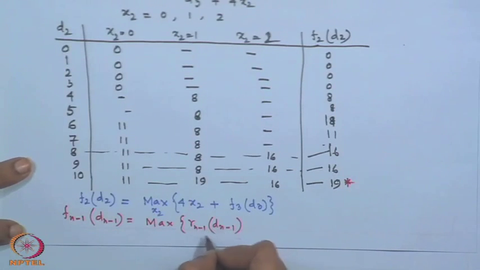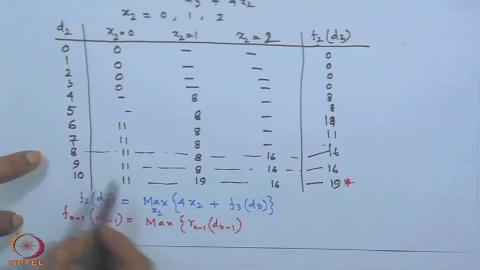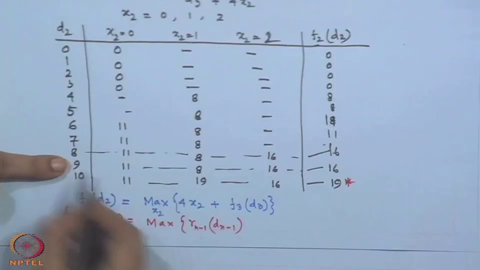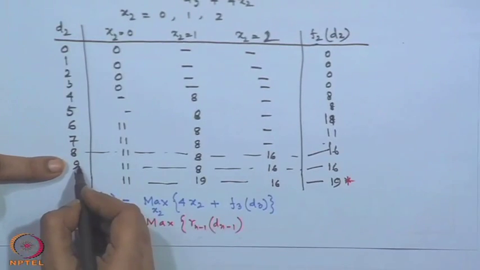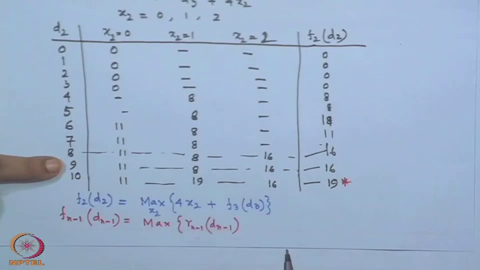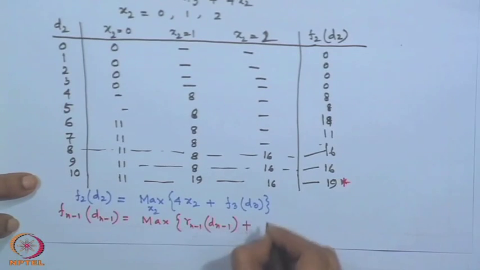This means that immediate return we are getting after selecting Dn minus 1. If I see here for D2 is equal to 9, D2 equal to 9, what is the immediate return? Immediate return for x2 equal to 1, that is 8 for us. That is why we have considered in this way, plus f and dn.